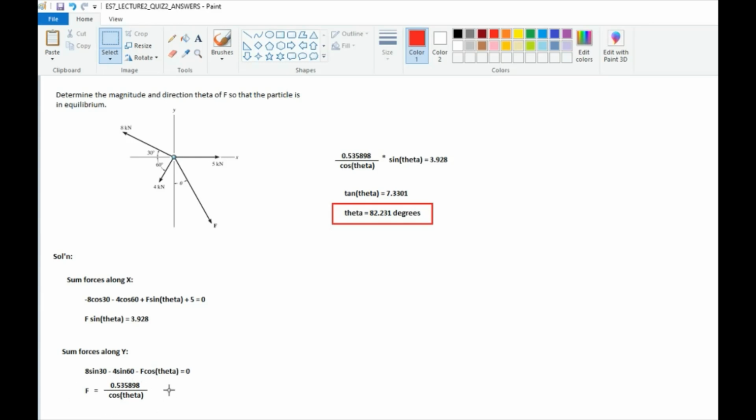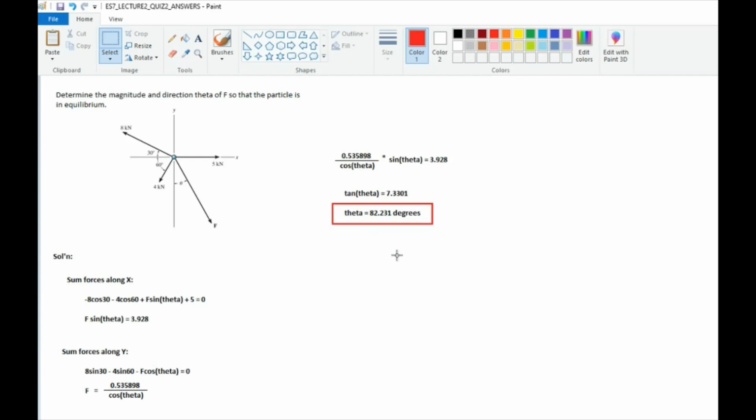Now, this equation, this value, let's put it here. So we have 0.535898 over cosine theta times sine theta equals 3.928. Again, sine over cosine is equal to tangent, so tangent theta is equal to, this was just moved over there, we just divided. So tangent theta is equal to 7.3301. Solving for theta, we get 82.231 degrees.